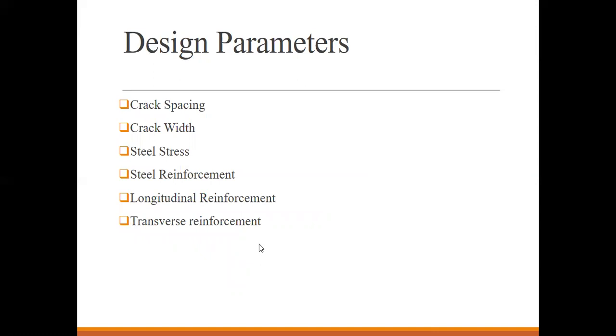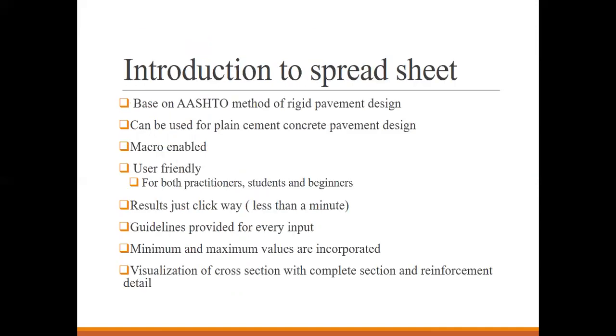The main design parameters in such type of reinforcement are the crack spacing, the crack width, the stresses in steel, and the steel reinforcement, especially the longitudinal and the transverse reinforcement. Now, how has this spreadsheet been designed? It is based on the AASHTO method of rigid pavement design. The results can also be used if you don't want a CRCP; you can use the result for plain cement concrete pavement as well.